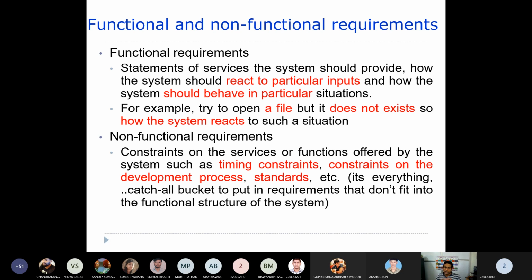So they are the functional requirements, and there is also the non-functional requirement. These are the constraints on the services and the functions offered by the system, such as timing constraints. Some functionalities which do not come under functional requirements usually get classified under non-functional requirements. Maybe you can think of an example like timing constraints. So you can think of it like this.